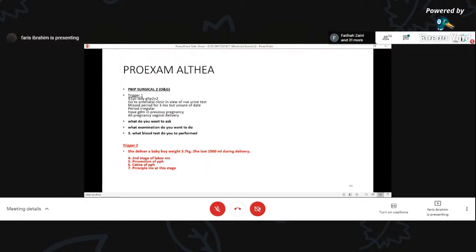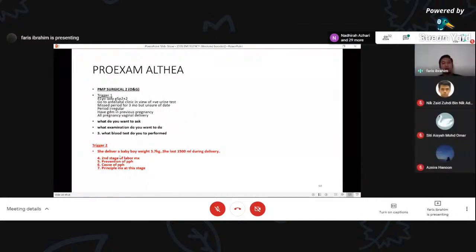Then prevention of PPH. Prevention of PPH as I mentioned tadi, yang general measures tadi. Okay. And then causes of PPH pun 4T yang you jawab 4T. Tone, trauma, thrombin, tissue. Tengok balik. Principal management at this stage. So sama juga. Dia minta management juga. So everything ni nombor soalan 4, 5, 6, 7 ni it carries 30 marks lah. So banyak kan. So that's why the key point is very important for you to know PPH inside out lah.